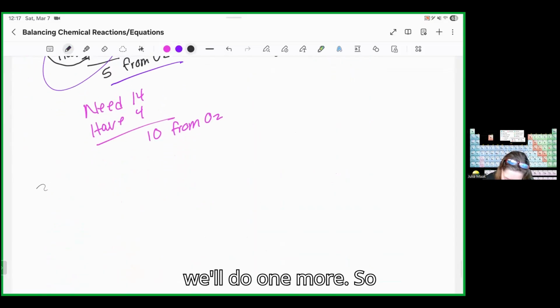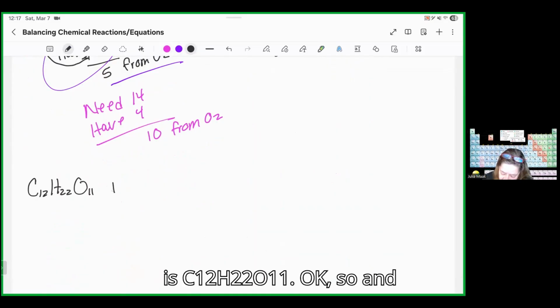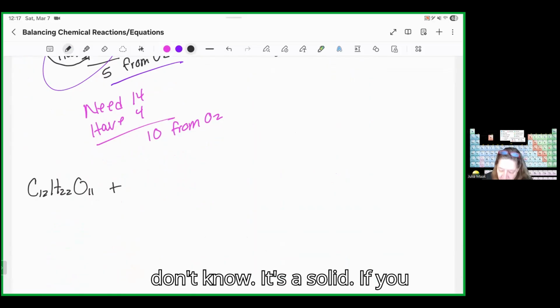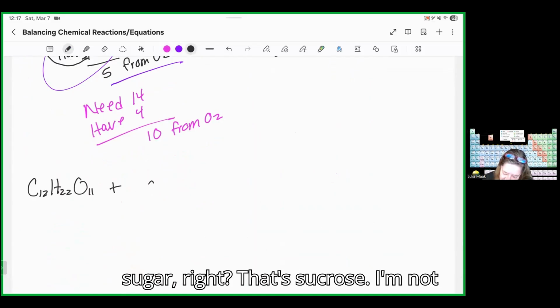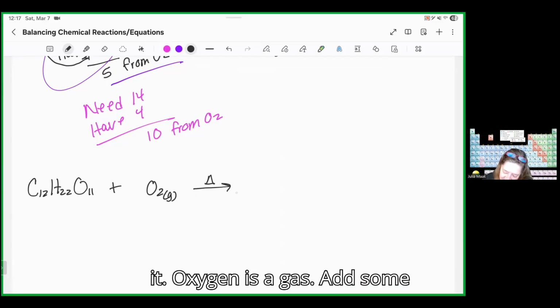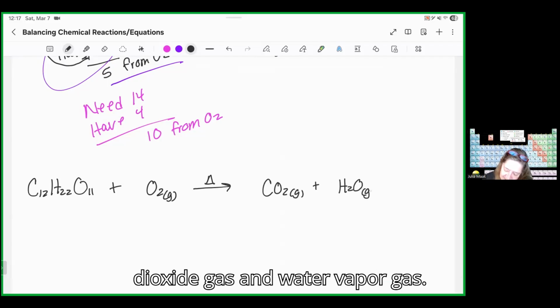So in your body, when you eat glucose, which is C12H22O11. Okay, so, and that is, I don't know, it's a solid. If you haven't dissolved it in water, it's just sugar, right? That's sucrose. I'm not going to worry about the state of it. Oxygen is a gas. Add some kind of heat or an enzyme. Carbon dioxide gas and water, vapor gas.